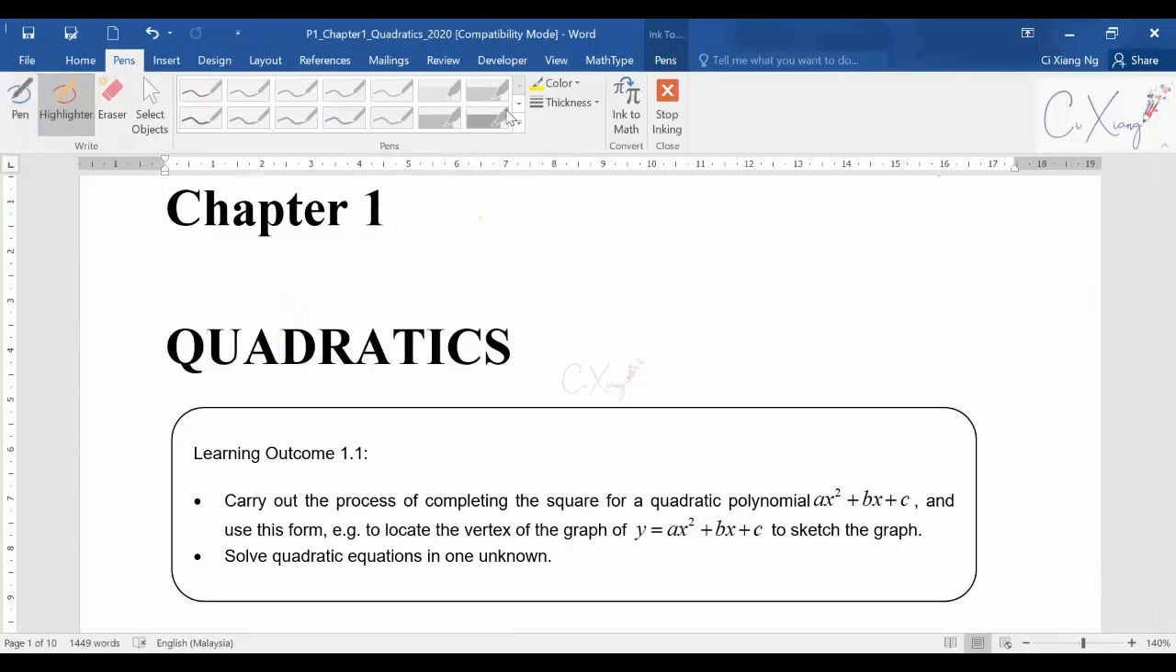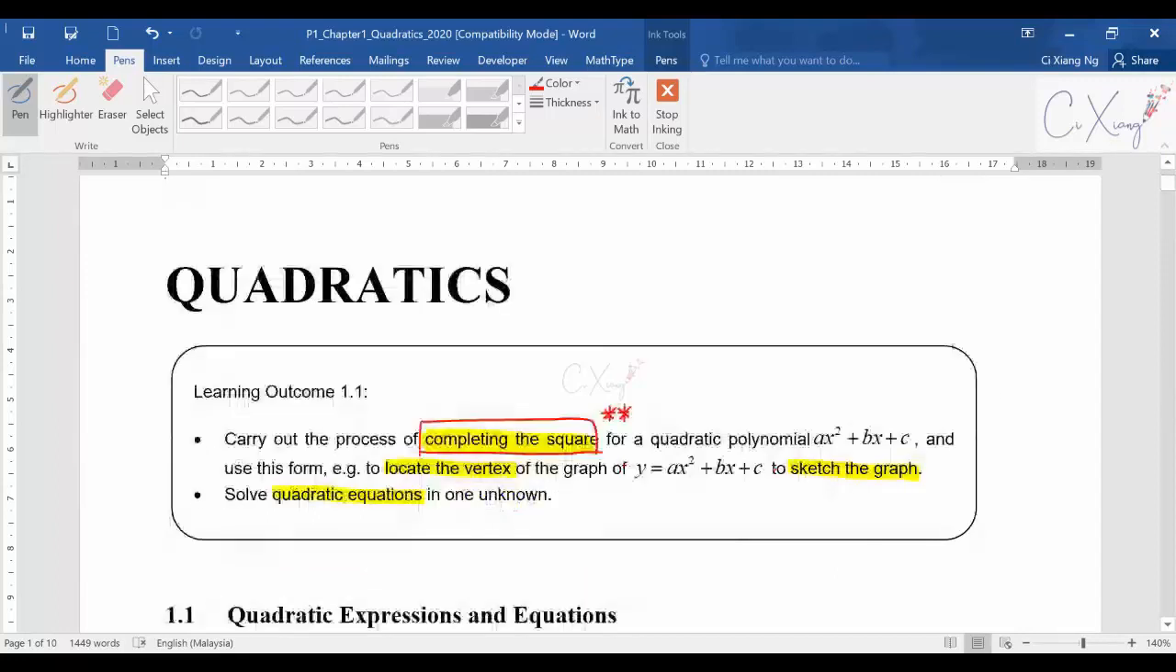For chapter 1, we talk about quadratics. What is the learning outcome after today's video? You need to complete the square for a quadratic polynomial or quadratic equation. You also need to locate the vertex, which means you can find the minimum and maximum of the quadratic curve, and also sketch a graph. After that, you need to know how to solve the quadratic equation in one unknown. I need to remind you that for the A-level syllabus, completing the square is a very important technique, because there are a lot of questions about quadratic equations that need you to complete the square. If I'm not mistaken, when we learned quadratics in SPM, this technique was not so important, but for the A-level syllabus it's very, very important. So let's start with our lesson today.